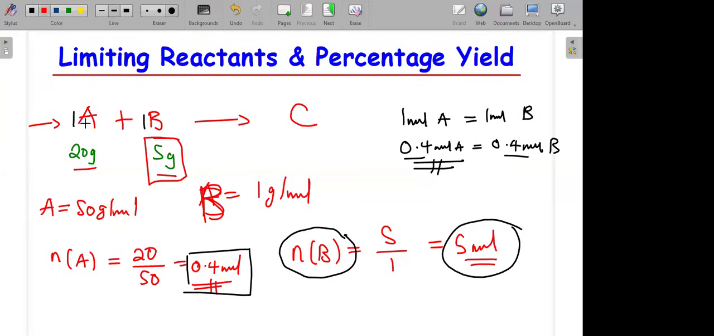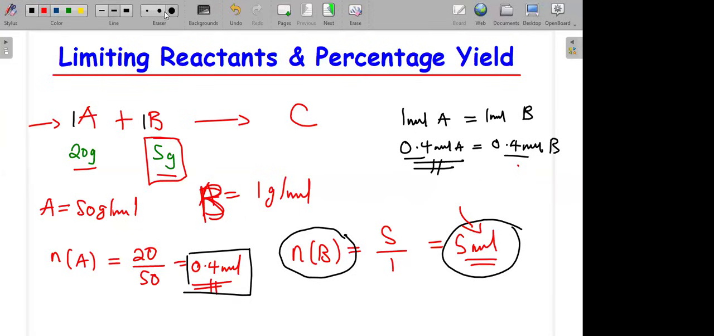So in this case, we would say A is the limiting reactant, because B is in excess. Because B has 5 moles in this reaction, but the amount of A that is there only requires 0.4 moles. So that's the concept of the whole limiting reactant thing.